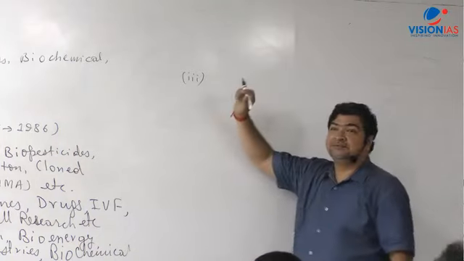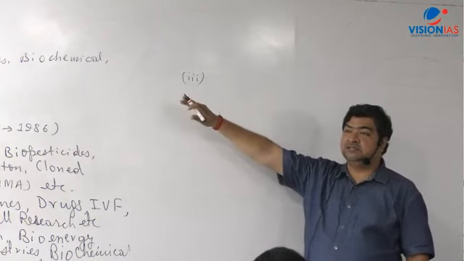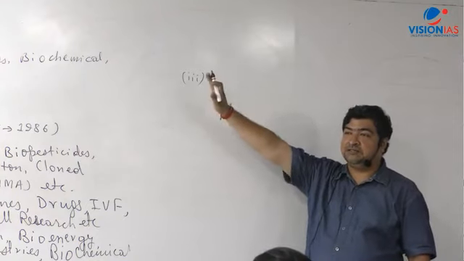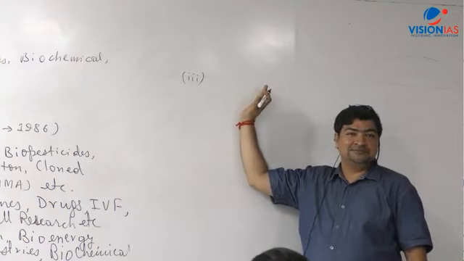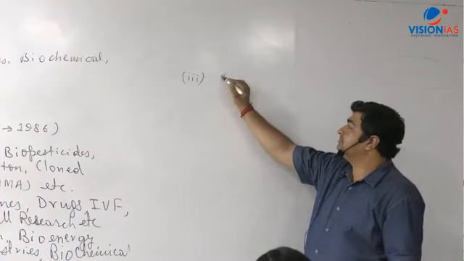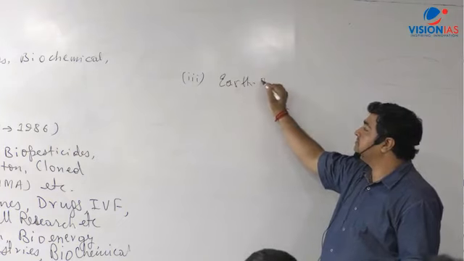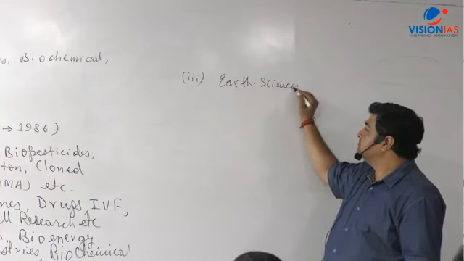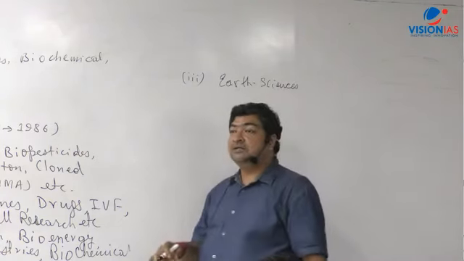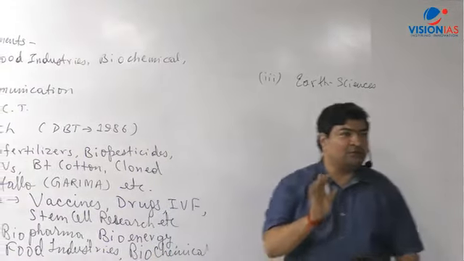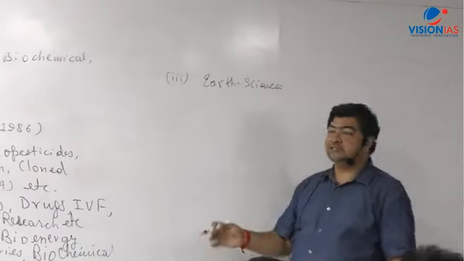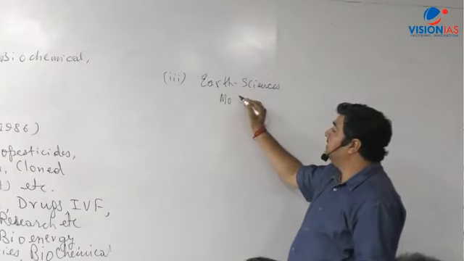Now come to this one. Who will tell me what was the development in science and technology in the 80s, apart from telecom and biotech? Which area was developed? Earth sciences. Very important is earth sciences. And we have today a dedicated Ministry of Earth Sciences. Right? We have a Ministry of Earth Sciences, not Department of Earth Science. We have Ministry of Earth Sciences here, MoES.